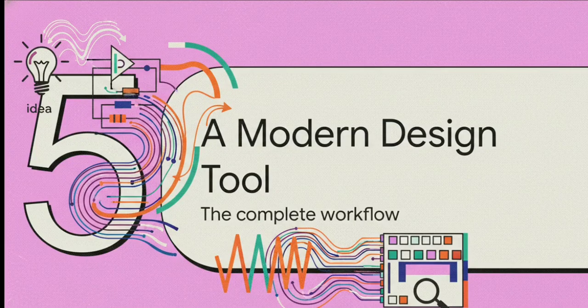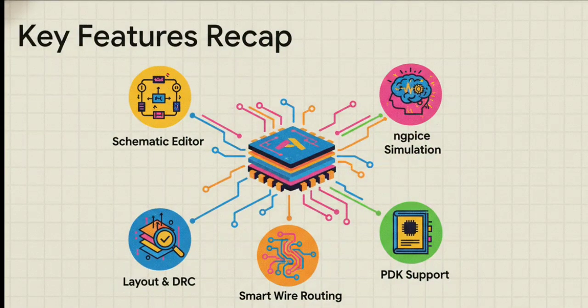Wow. So you go from just a spark of an idea to a full schematic, you simulate it to make sure it works, and then you create a fully verified chip layout. Analog Studio really does have you covered for the entire journey. That's the whole workflow, all in one place. So let's do a quick recap of the key features we saw. A really intuitive schematic editor, that powerful ngSpice engine with a built-in waveform viewer, full PDK support, and that integrated layout editor with DRC. And we didn't even get to things like smart wire routing, which helps you make clean connections automatically, saving tons of time. It really feels like the complete package.